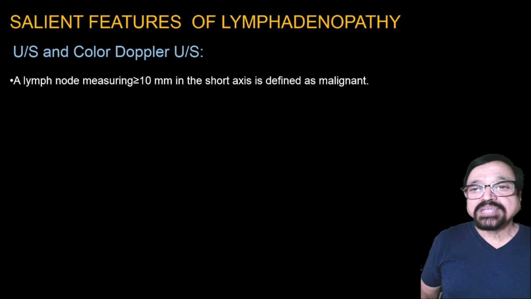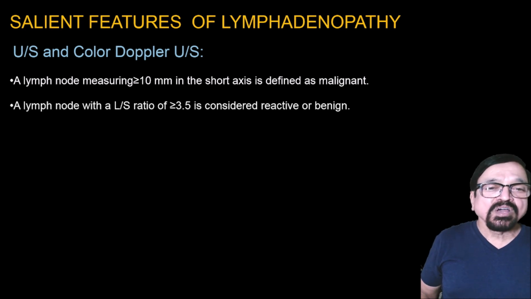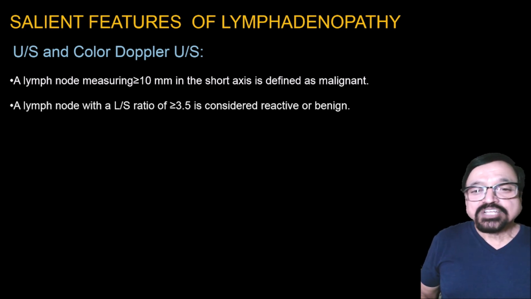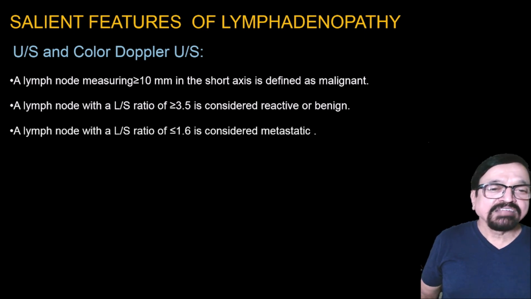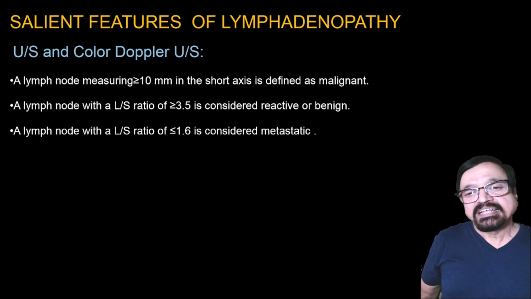Now what criteria have we applied in all these films? A lymph node measuring more than 10 mm in short axis is malignant. Okay, a lymph node with a long axis to short axis ratio of 3.5 is considered relatively benign. The lymph node with a length to short axis ratio less than that is metastatic.